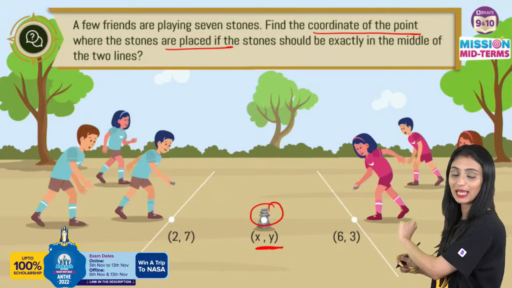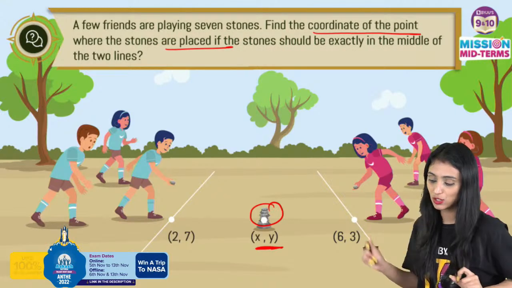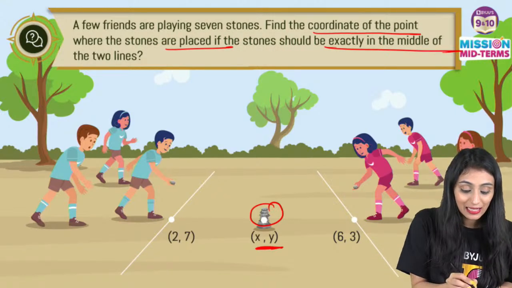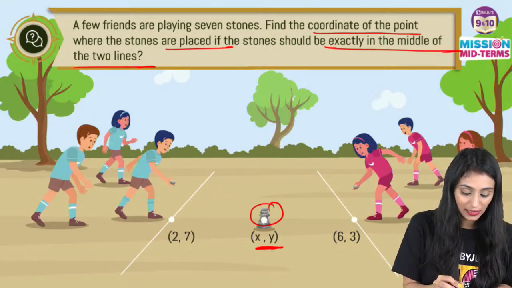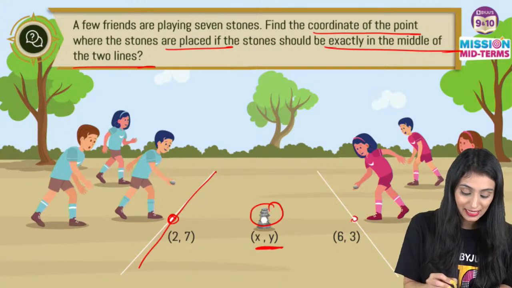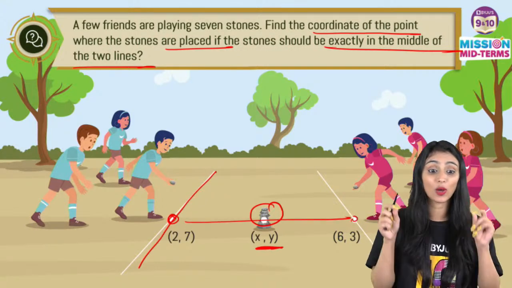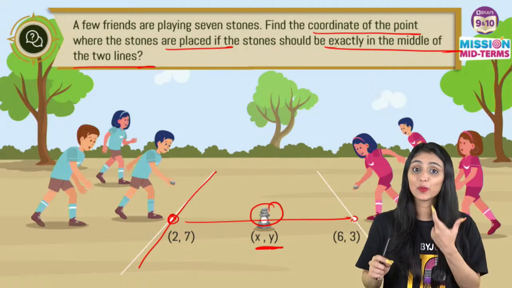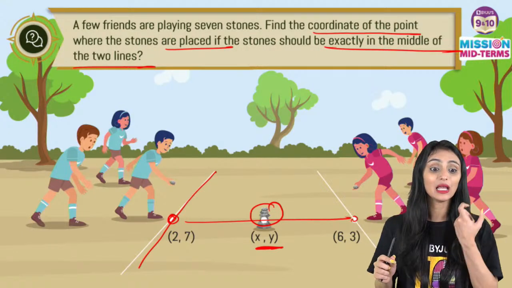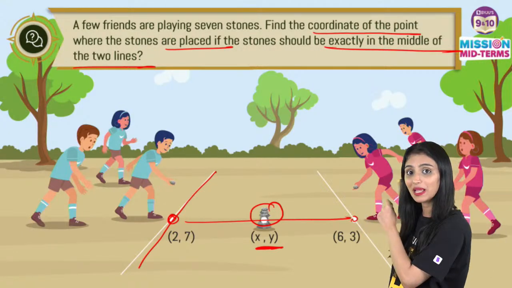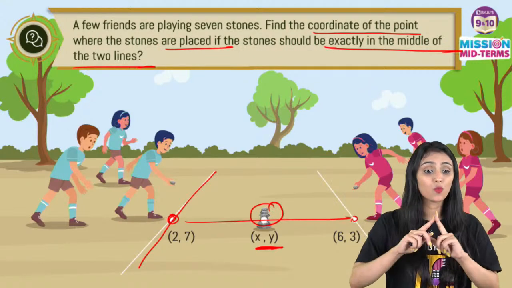Stones यहाँ पर placed हैं. इस point के coordinates निकालने हैं, x, y के. Should be exactly in the middle of the 2 lines. इन 2 lines के बीच में एक point है, इसके exactly middle में है. ये keyword समझ में आ रहा है? Are you able to get it? Middle means it is placed exactly in the middle. That means ratio would be 1:1.